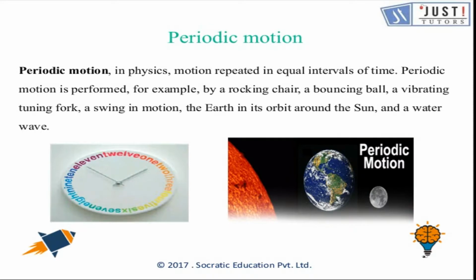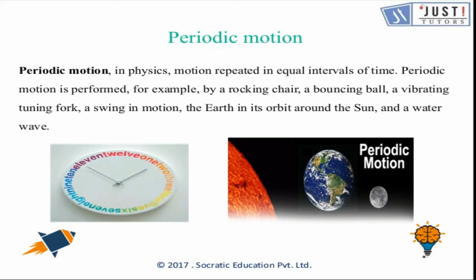Now third one on the list is periodic motion. Now in terms of physics, whenever motion is repeated in equal intervals of time, we call it periodic motion. Now you can think about the motion of a rocking chair or a bouncing ball, or maybe a swing in motion. Now one of the perfect and accurate examples of periodic motion would be the rotation of Earth around its own axis, or maybe the revolution of Earth around the Sun.